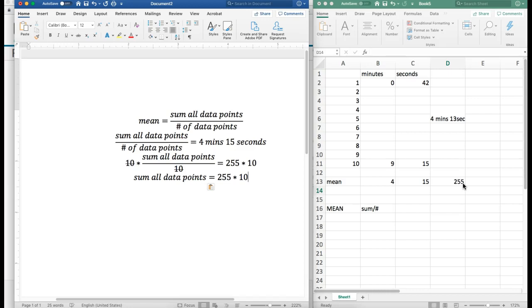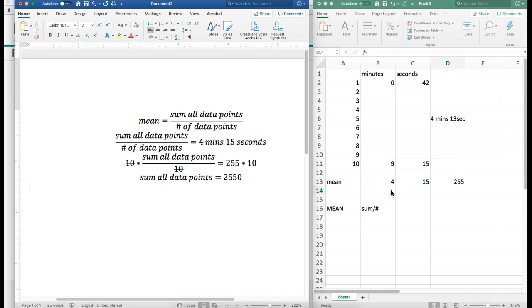Now I just need to do 255 times 10. If you're not comfortable multiplying by 10, you can do it over here in Excel, or to multiply by 10, you just move the decimal over 1 unit to the right. If you wanted another step in your process, you could have done that as well. So I know the sum of all the data points is 2,550 seconds.